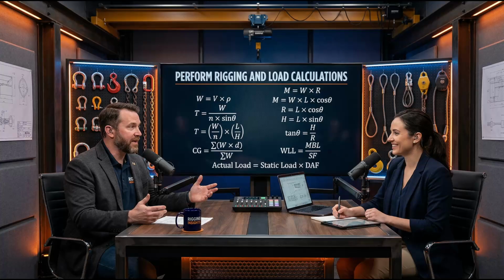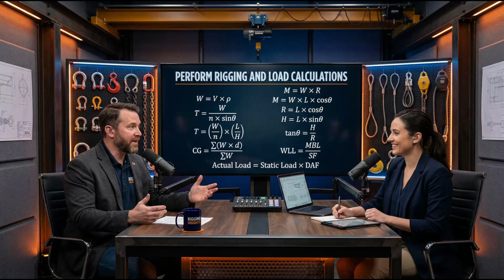And as that angle decreases from 90 degrees, the tension factor begins to climb. At a 60-degree angle, the multiplier becomes 1.15. Your 1,000-pound load is now exerting 1,150 pounds of tension on the rigging. It's going up. At a 45-degree angle, the factor jumps to 1.41.